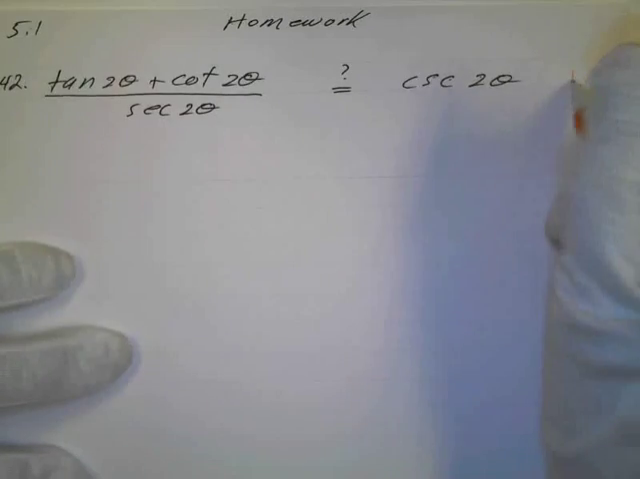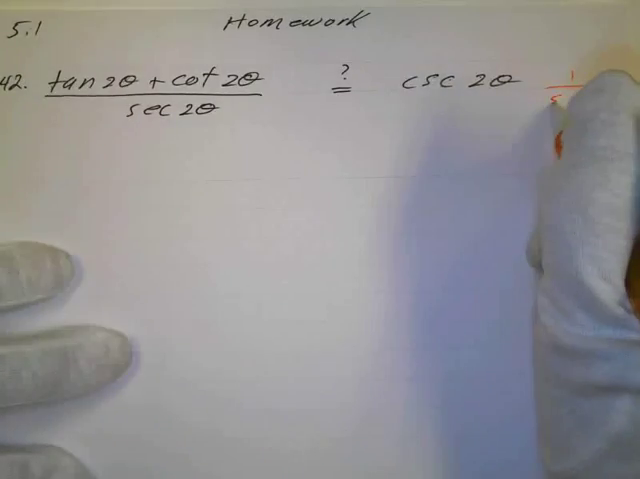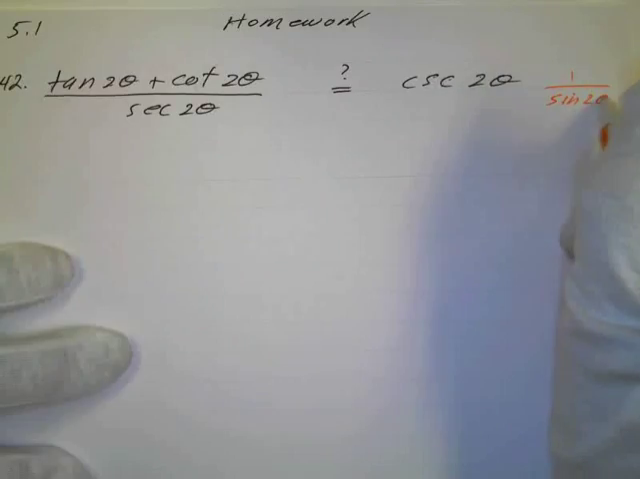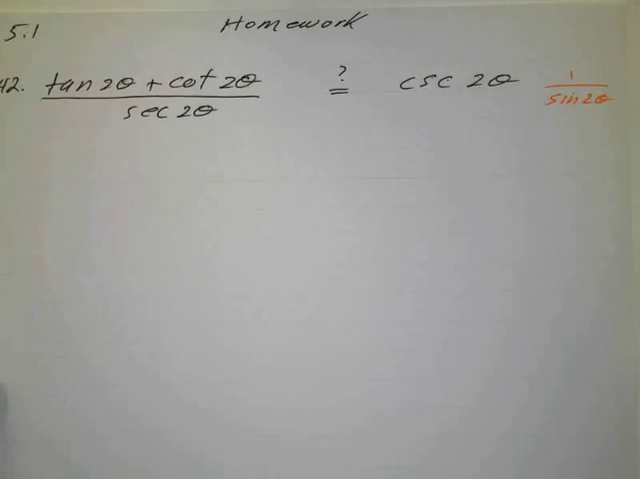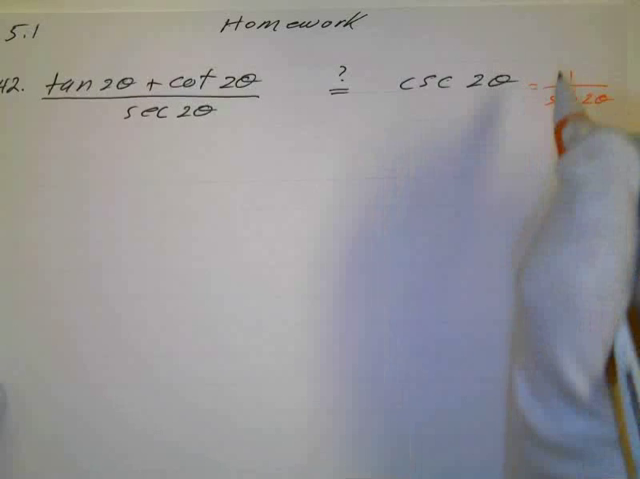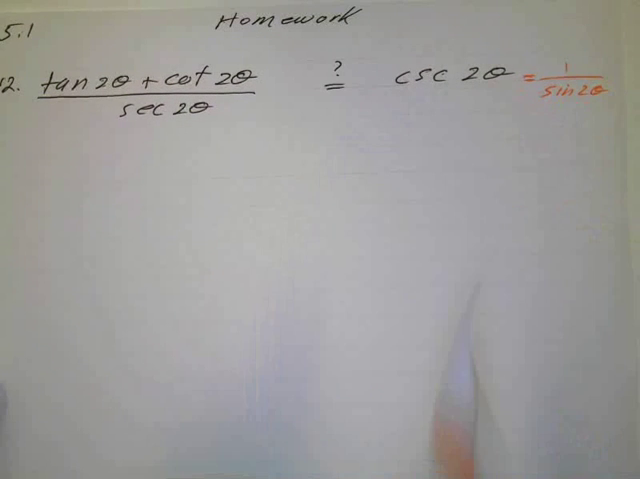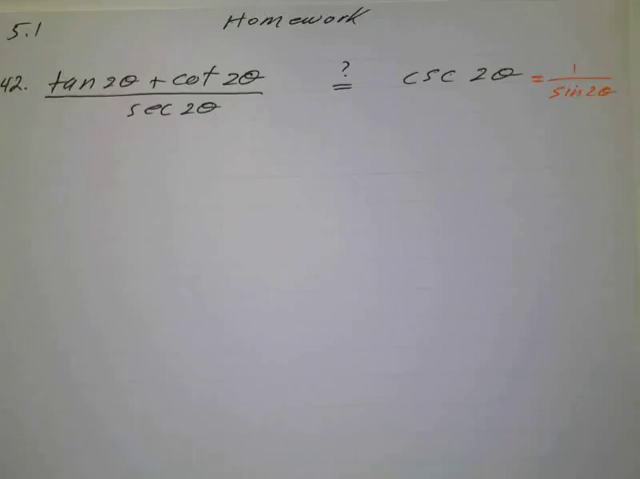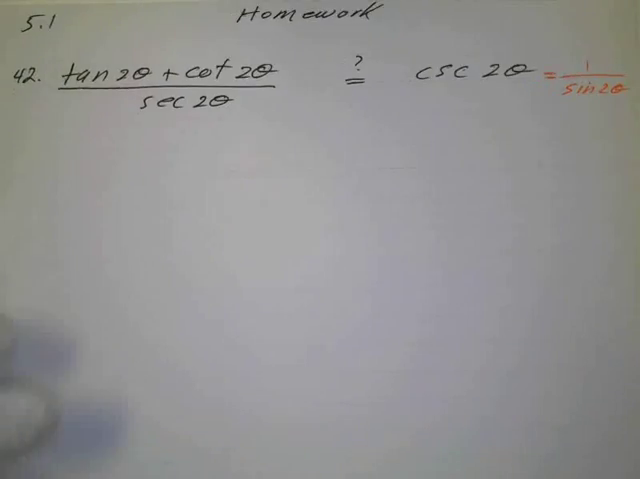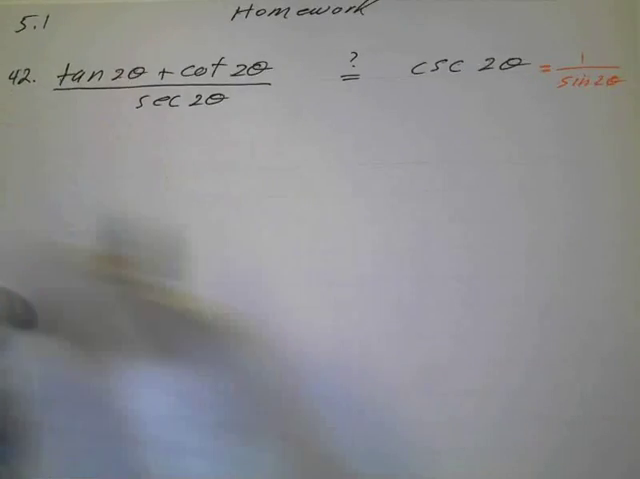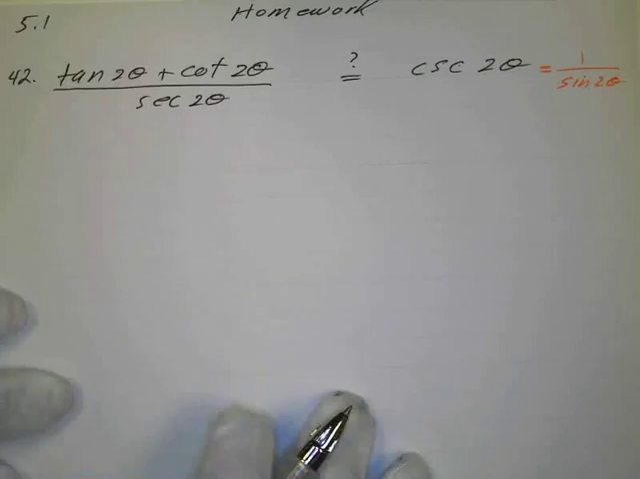This is the same thing as 1 over the what? The sine, right? Okay, so we know that. So what we could try to do is get everything in terms of the sine and cosine, and then we're pretty close. Let's try to do that. I think that would probably be the easiest way to go at it. So first of all, I'll write everything over here in terms of the sine and cosine.